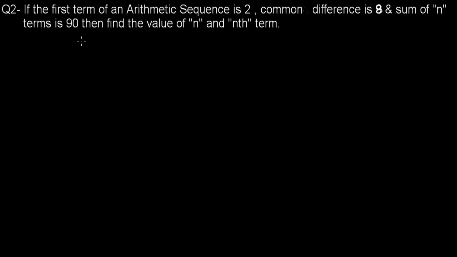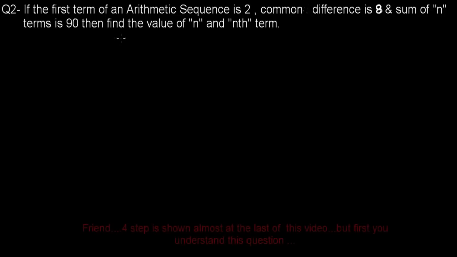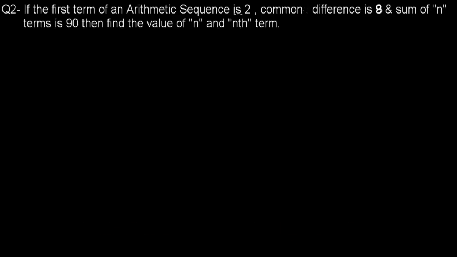Here I have another question of arithmetic sequence that often comes in this type of question in examinations, where you need to find out the n and nth term. All right, so let's read the question first. If the first term of an arithmetic sequence is 2 and the common difference is 8 and the sum of the n terms is 90, then find the value of n and the nth term.